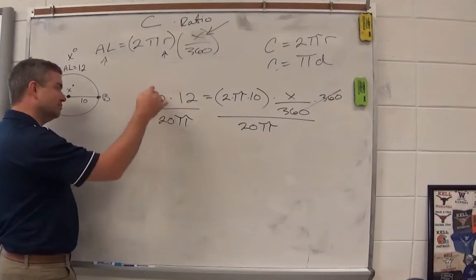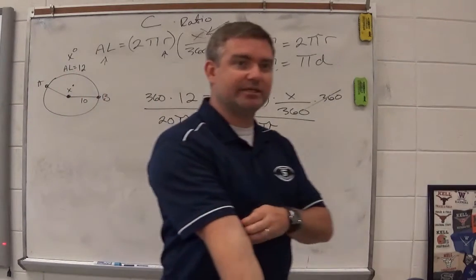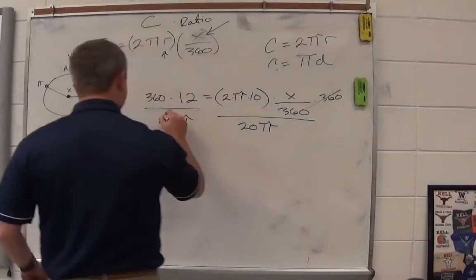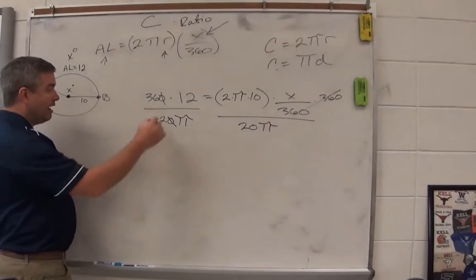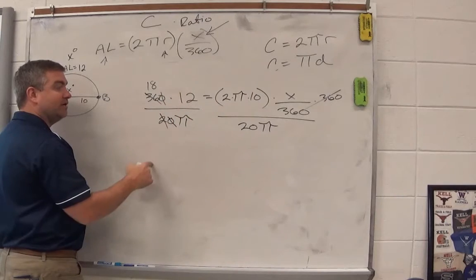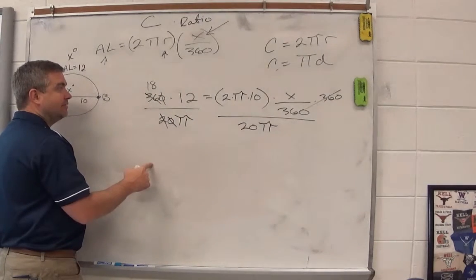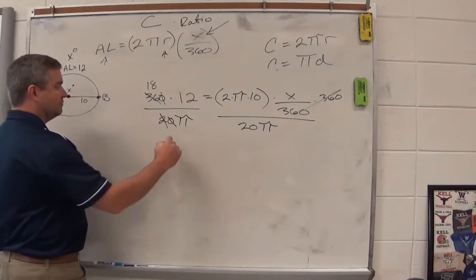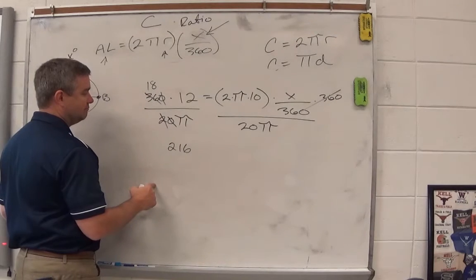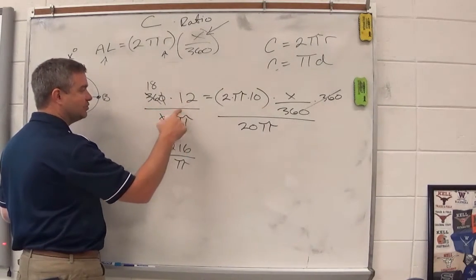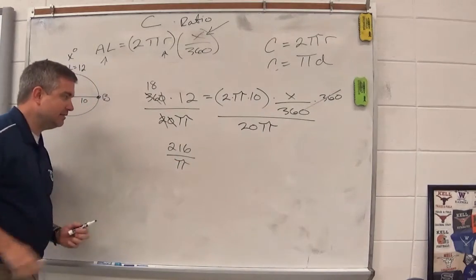I could do this by hand probably. Let's see if I can. This 0 and this 0 cancel out. Half of 36 is 18. What is 18 times 12? I used to know that. 216. Yes, 18 times 12 is 216. Okay. Do 360 times 12 divided by 20 pi and see if you get the same thing.